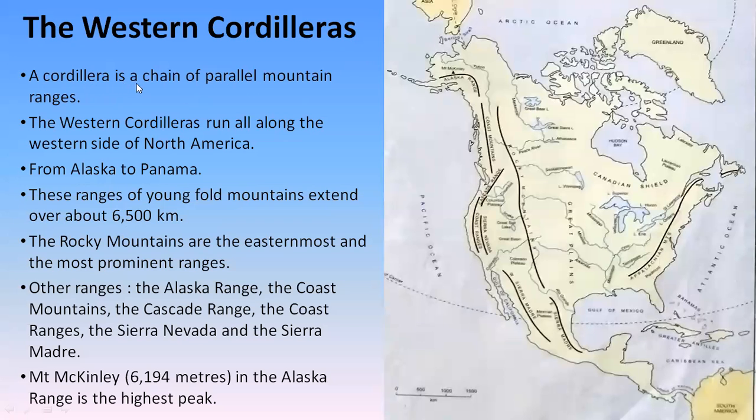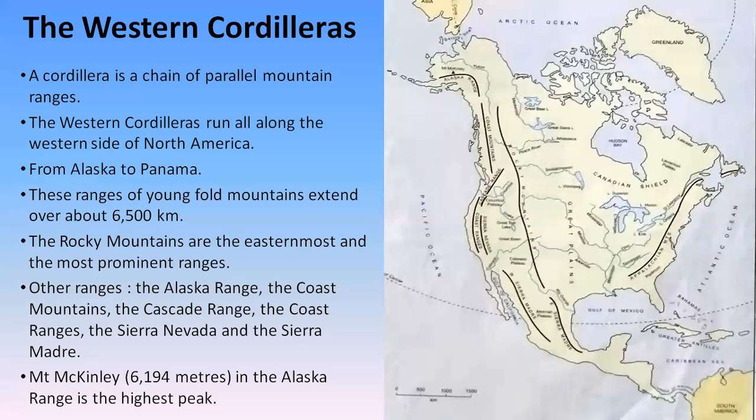A cordillera is a chain of parallel mountain ranges. You might have studied what mountain ranges are. For example, the Himalaya. You can see that the Himalaya is not a single mountain. A number of mountains are there in a line or in a particular area. So we can say that that's a mountain range. A cordillera is a chain of parallel mountain ranges.